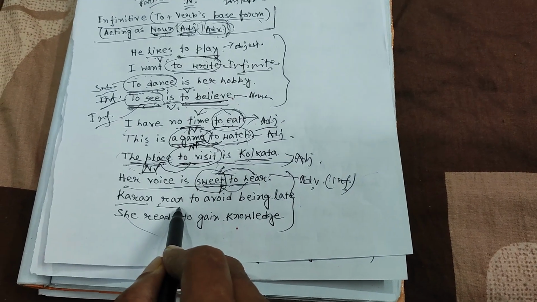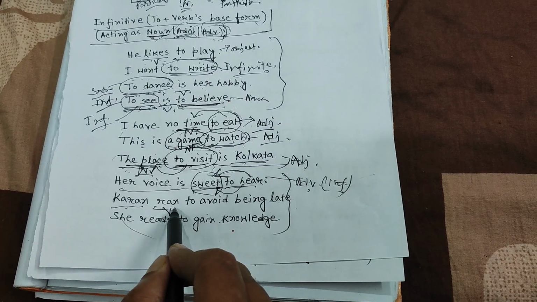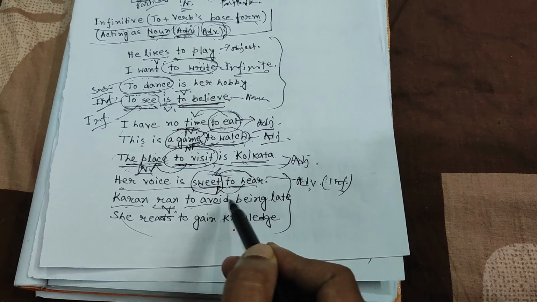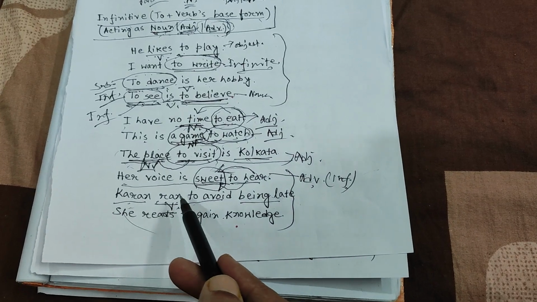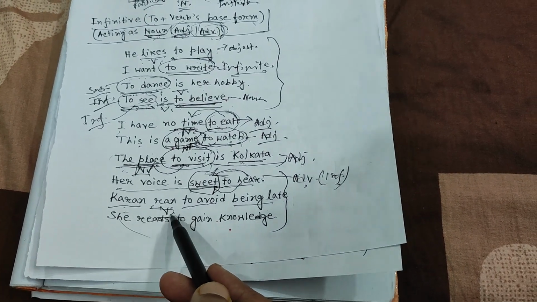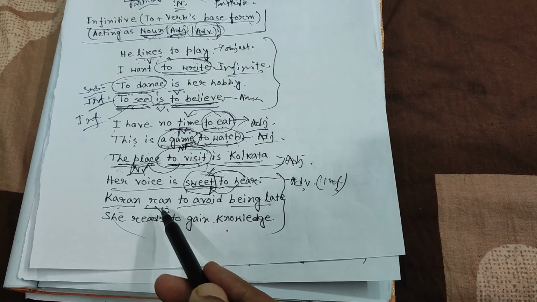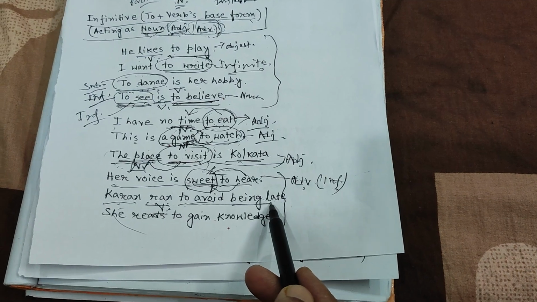Karan ran, verb. Why did Karan run? To avoid being late. If you ask the reason, why did Karan run? Karan ran to avoid being late.